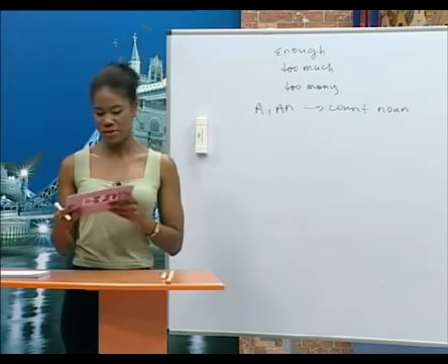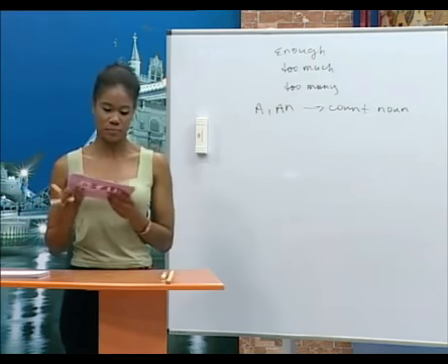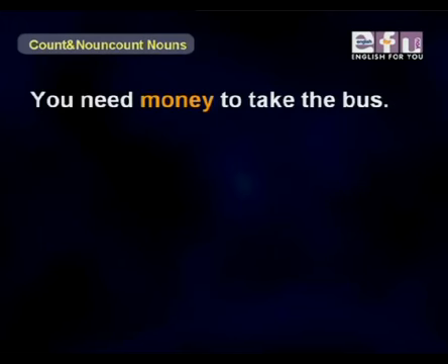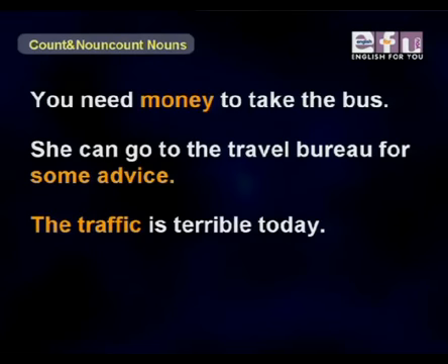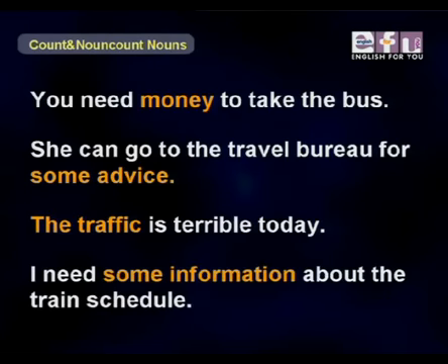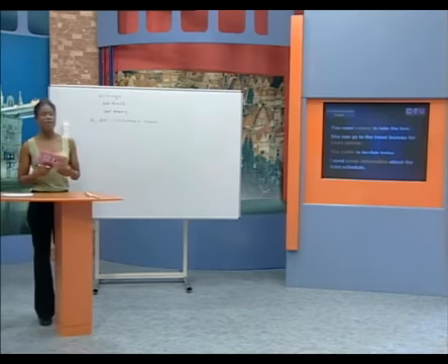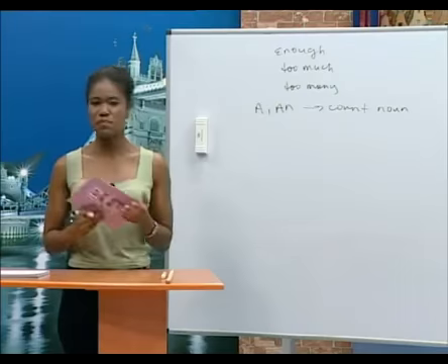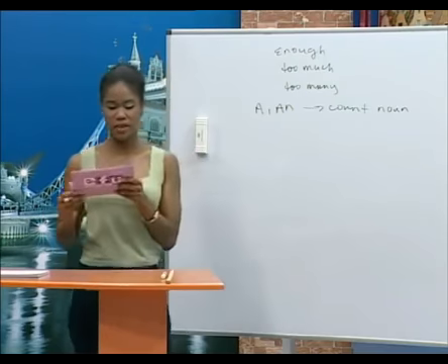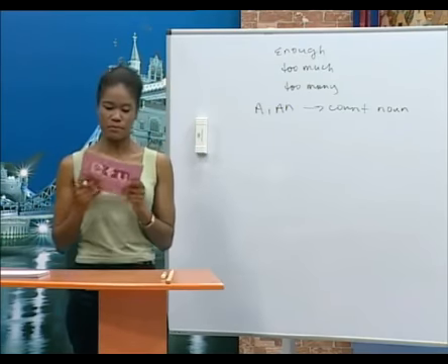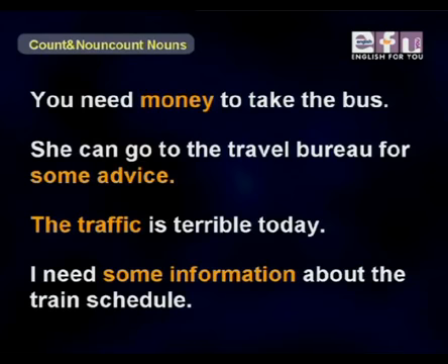Now, let's look at non-count nouns. More examples. You need money to take the bus. She can go to the travel bureau for some advice. The traffic is terrible today. I need some information about the train schedule. So a non-count noun is a noun that cannot be counted. You can't use an indefinite article in front of it. And there is usually no plural form. So money, advice, traffic, and information are all examples of non-count nouns.